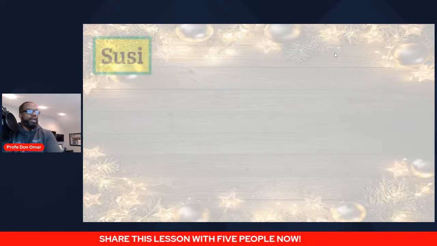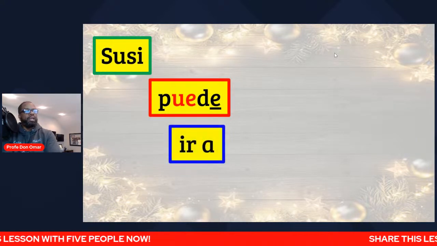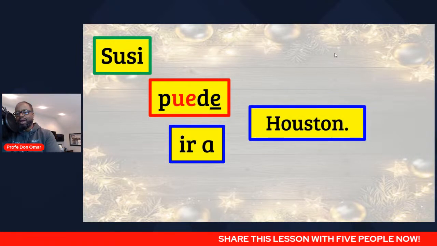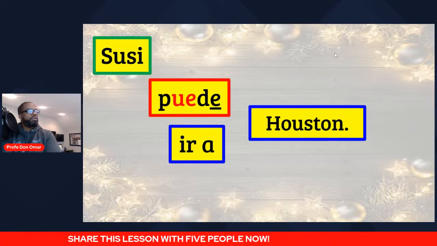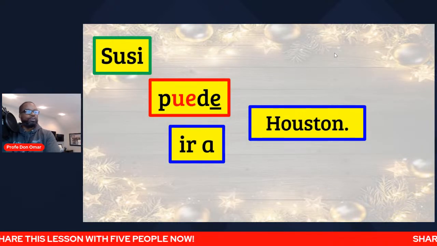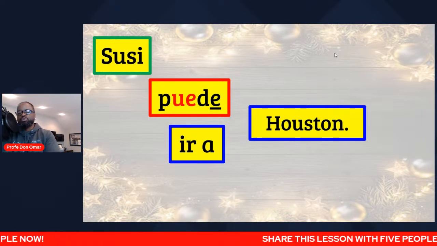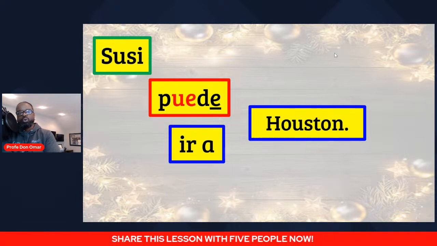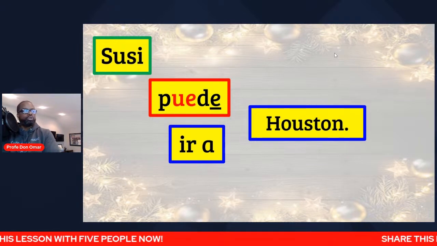Let's take another look at a different subject. Susi, right? Susi puede ir a Houston. Susi puede ir a Houston, right? Or Houston. You might hear some people say Houston, right? Because that H is silent in Spanish, right? Susi puede ir a Houston, right? So Susi can go to Houston, or Susi is able to go to Houston.